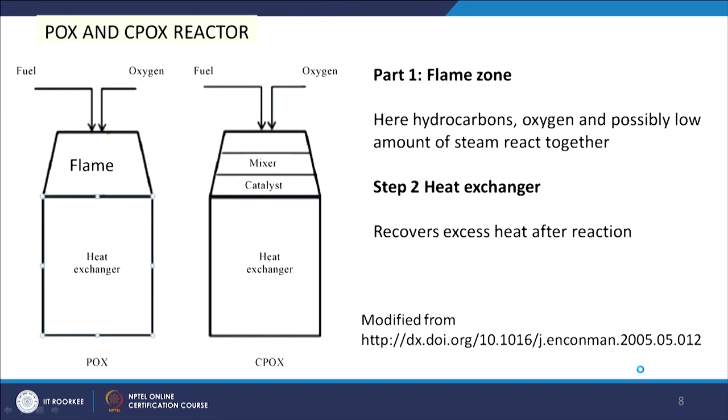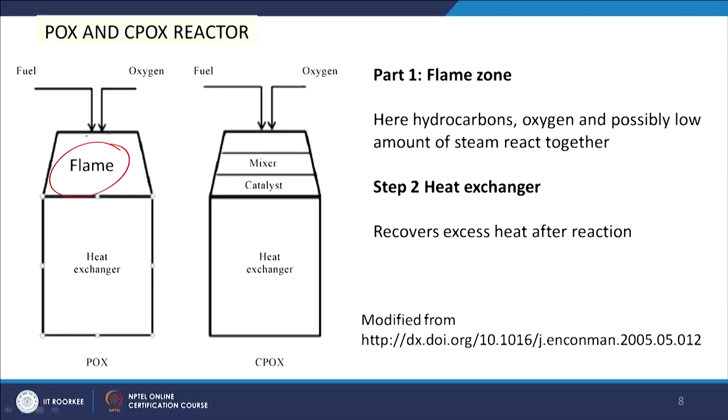So, we see the reactor configurations. We will be having two zones in this case. The first is the flame zone and the other is the heat exchanger zone. Flame zone means here hydrocarbons, in our case methane, and oxygen will be combusted, and possibly a low amount of steam reacts together.